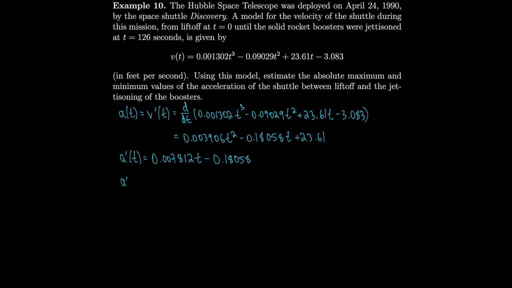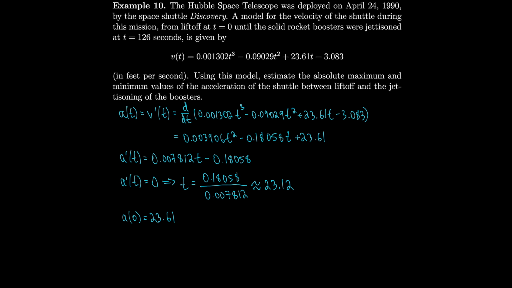Alright, let's look for where it's equal to 0. So it equals 0. Solving for t, we get that t is 0.18058 over 0.007812, which is about 23.12. Okay, so a of 0 is equal to 23.61. That's our first endpoint we have to check.